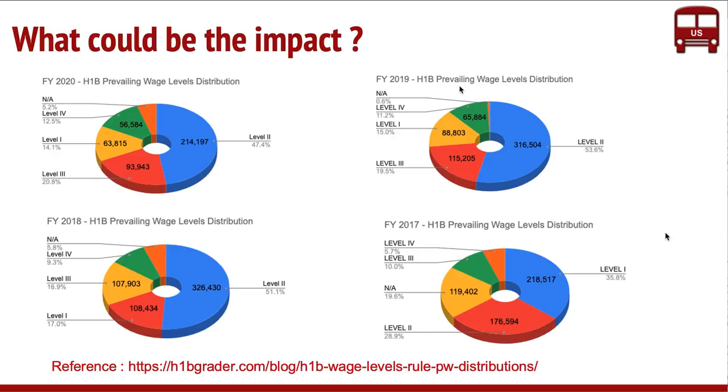A very important insight that they point out in their blog article is that from FY17, 2017, to 2020, level 1 and level 2 have decreased. Level 1 was about 35%, about 218K, and in 2020 level 1 is only 63K. So there's a significant reduction in level 1 and level 2.